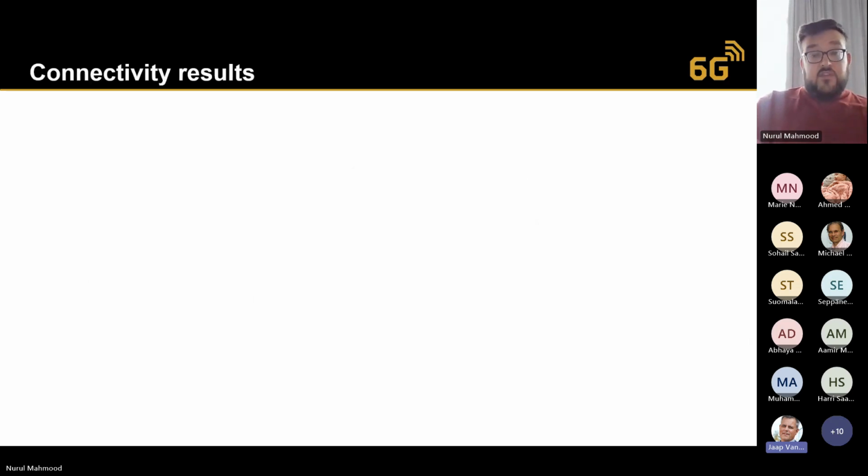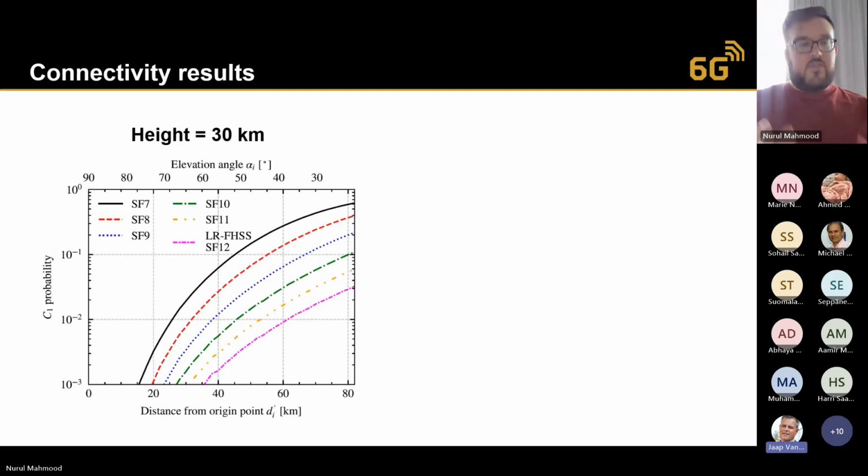So first, for the connectivity results, you probably saw some similar pictures in Nuru's presentation before. For the first result, we set the HAPS at 30 kilometers height, and then we changed the distance of the devices and checked the connectivity probability. You can see the distance and the elevation angle axes are basically equivalent.